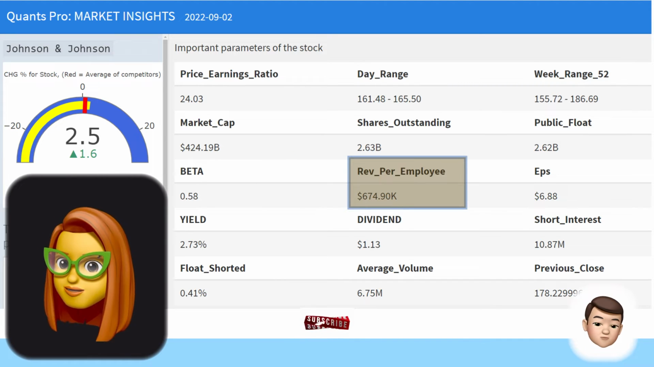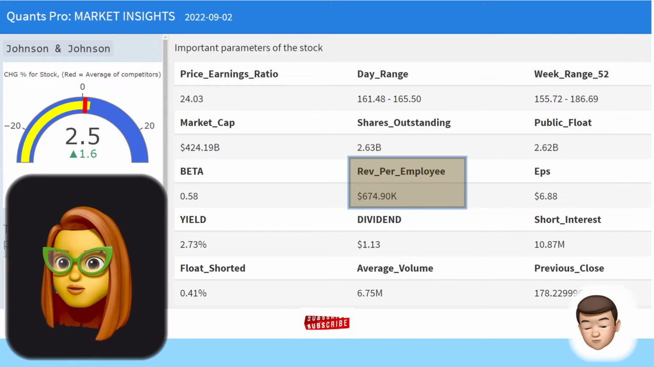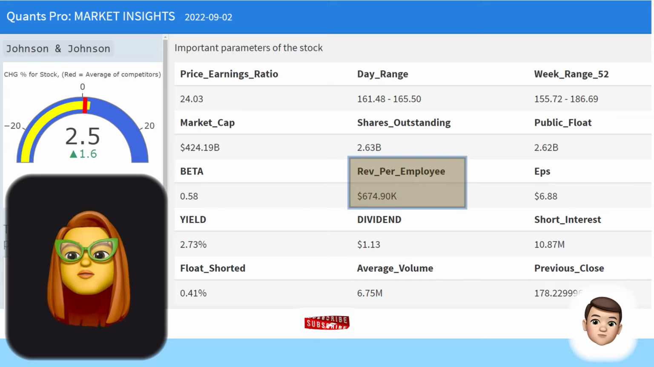The revenue per employee value represents the income per employee. The revenue per employee ratio is most useful when looking at historical changes in a company's own ratio, or when comparing it against that of other companies in the same industry as part of a fundamental analysis.